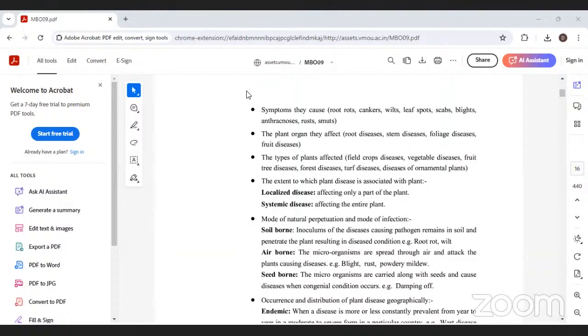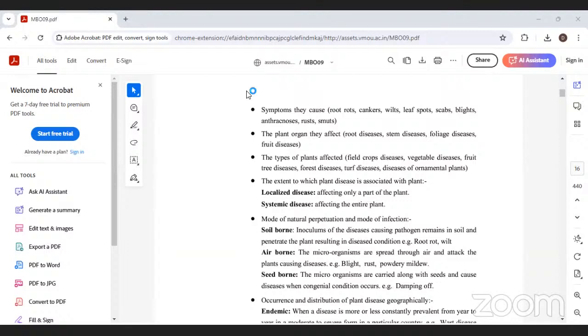Coming to the next one, the extent to which plant disease is associated with the plant. One is localized diseases. The second is systemic disease. Okay, got it? Two types of diseases are there. One localized, second systemic disease. What is a localized disease? Localized diseases affect only a part of the plant. What is that localized?